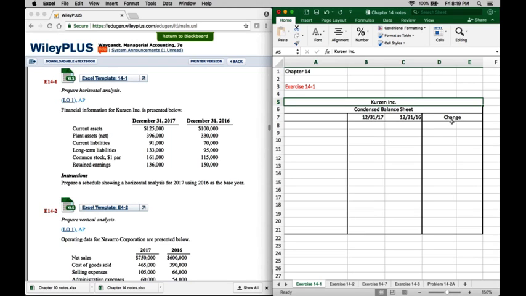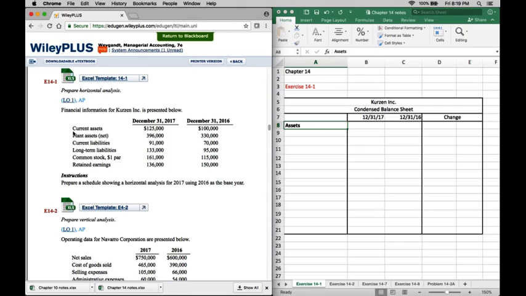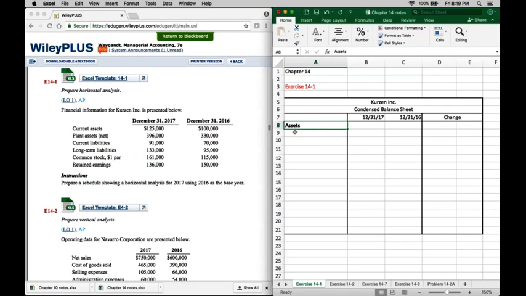And I'm going to look at the change. I have two columns for change. One is for amount and the other is for the percentage. So we will start obviously with assets. We have current assets and plant assets, two types of assets, and then we add the two and we will have the total assets. So I first copy that information over. I have 125,000 in current assets, 396,000 in plant assets, and that gives me total assets of 521,000 for December 31st, 2017. We do the same thing for 2016.